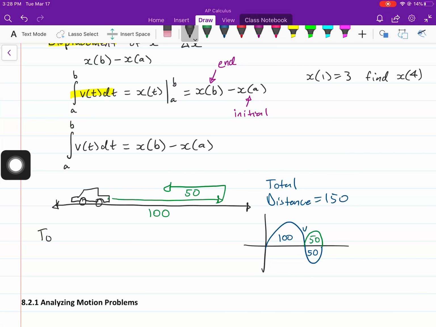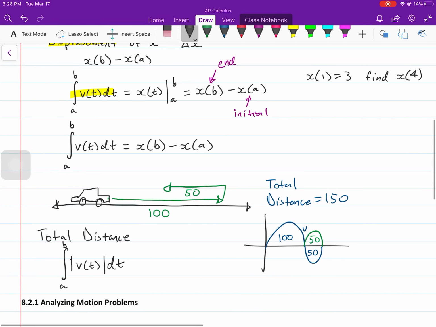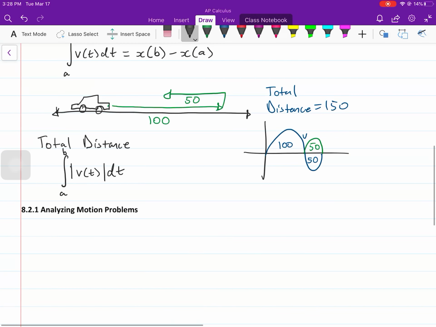So in order to figure out your total distance, there's a formula for it. Really simple formula, but evaluating it can be a little bit of a pain, and we'll have a future video on that. Our total distance would be the integral of the absolute value of the velocity. One last thing to talk about as far as this goes, make sure that absolute value is inside the integral. You don't want it to be this. And I know there's AP questions on this.